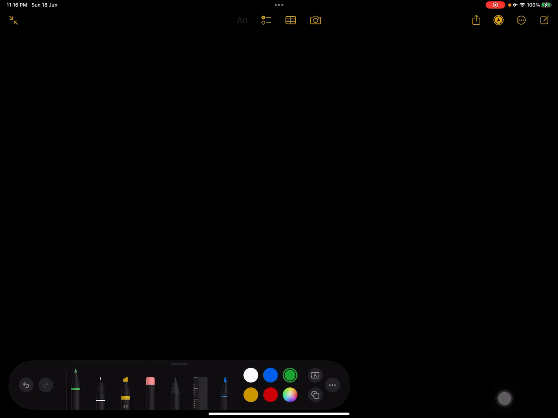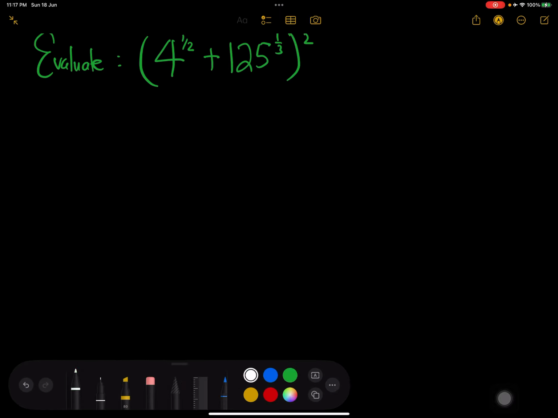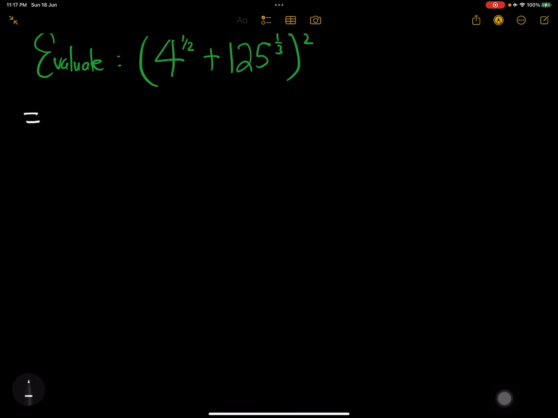We are going to keep solving problems, and in this problem we are being asked to evaluate this. In parentheses, we've been given 4 to the power of half plus 125 to the exponent of 1/3, and then all of it is squared. Now, we said that if you see a problem and there's no equal sign in it, we always introduce it with an equality sign. So we're going to still write 4 to the power of half plus 125 to the power of 1/3, all to the power of 2.